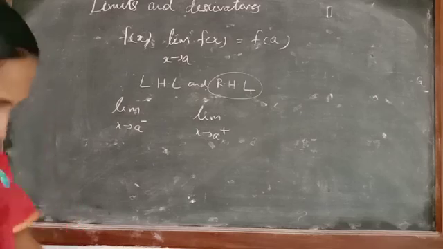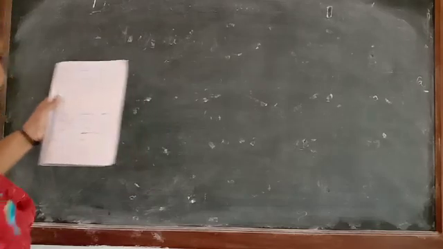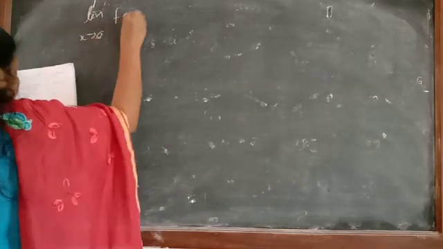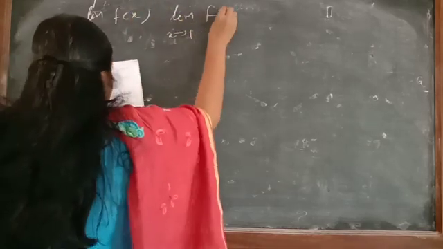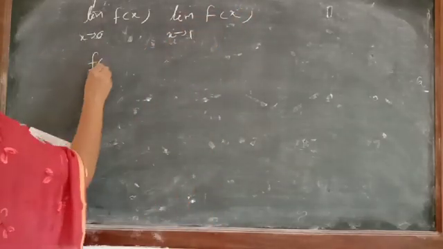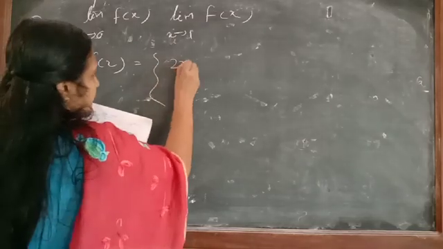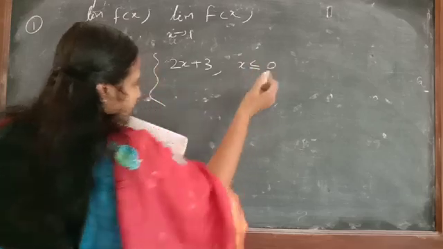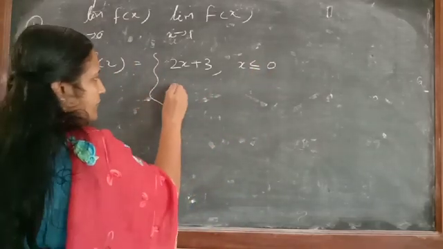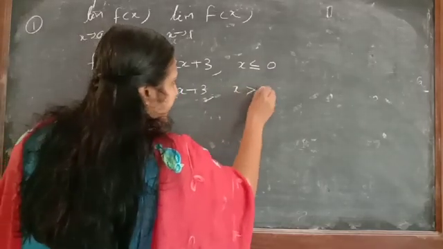First question: find limit x tends to 0, f of x, and limit x tends to 1, f of x, where f of x is equal to 2x plus 3 when x is less than or equal to 0, and f of x is equal to 5x plus 3 when x is greater than 0.